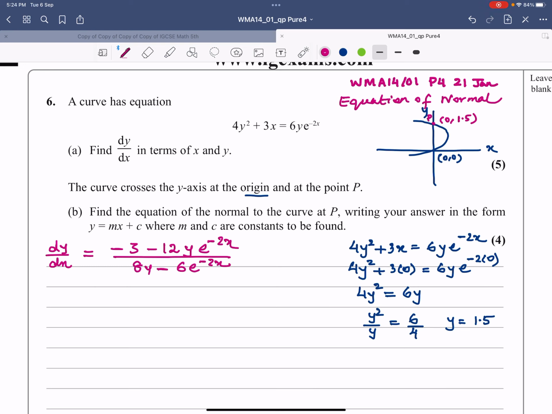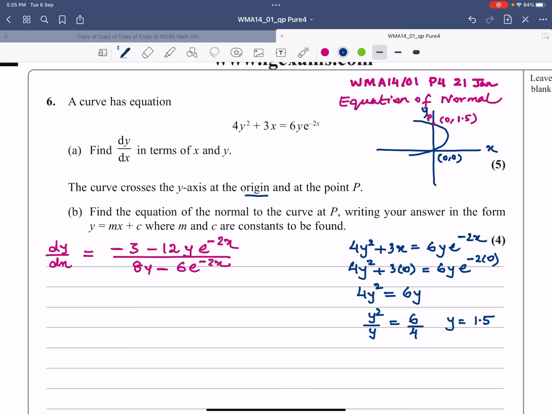Now since we have the x and the y coordinate both, we can plug the x and the y coordinate into the gradient function which we have found in part A, in order to find the gradient at point P. Gradient at point P is the same as the gradient of the tangent at point P. So let's find the gradient at point P by plugging in the x and the y coordinates.